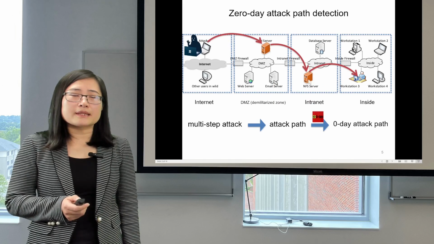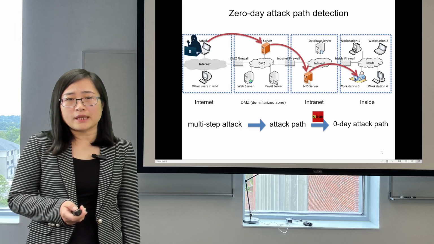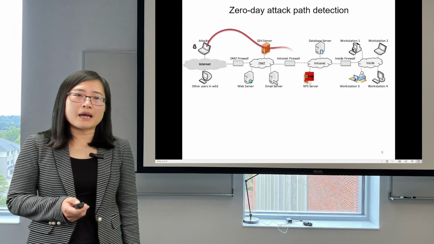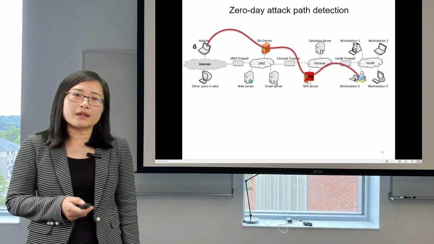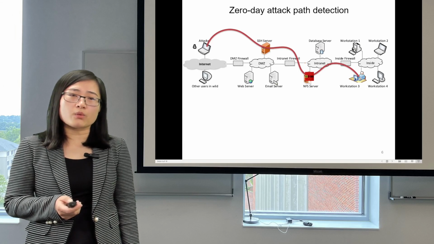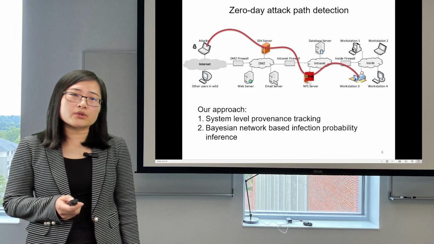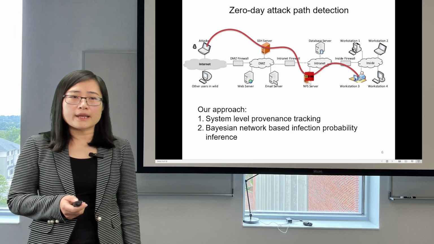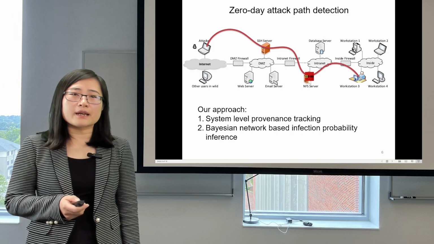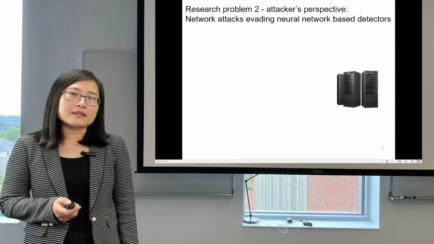Due to the unknown nature of zero-days, it is usually extremely challenging to detect these individual zero-days. That's why we found that detecting a path is more feasible than detecting the individual zero-days, because attackers usually leave some footprints when they are reaching the final goal. So our approach involves system-level provenance tracking and Bayesian network-based infection probability inference to track the attacker's activities and find their footprints. This is the first research problem.